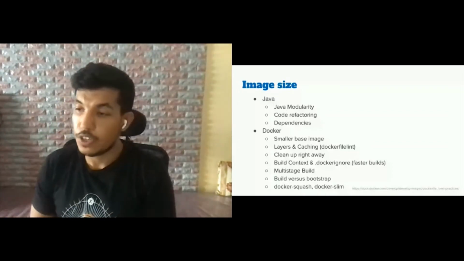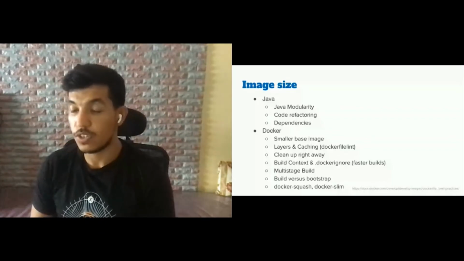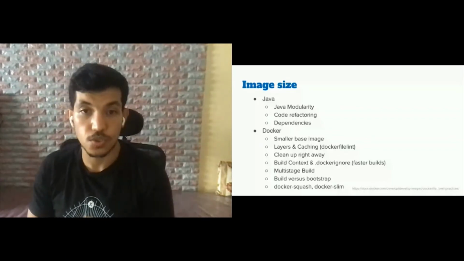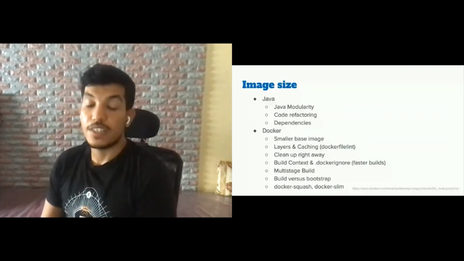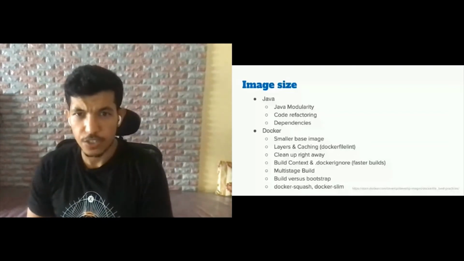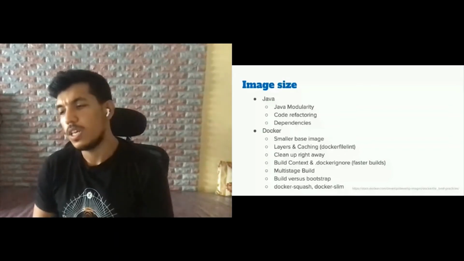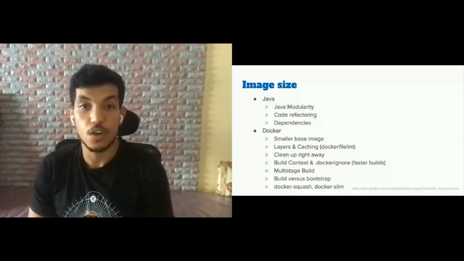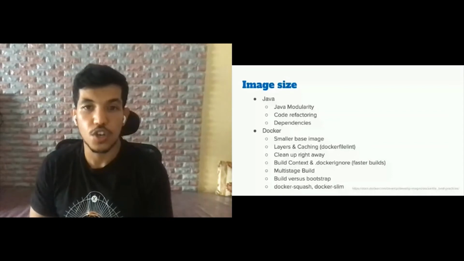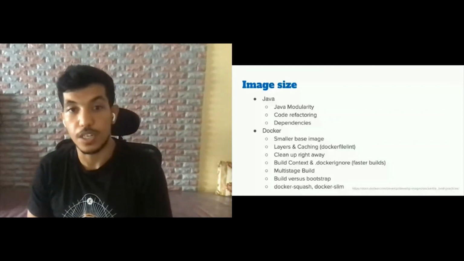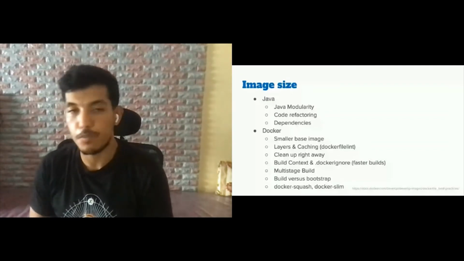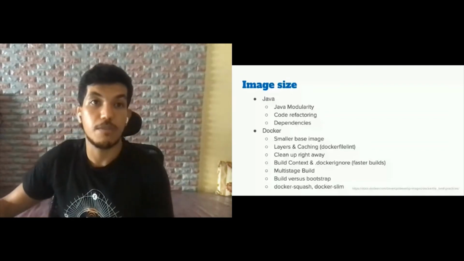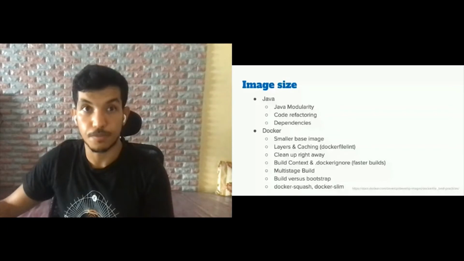And finally, using tools like Docker Squash and Docker Slim helps you reduce the size of your image. Docker Squash is a utility that squashes multiple image layers into one in order to create an image with fewer layers. Of course, the behavior of the generated image needs to be exactly the same as the first one.